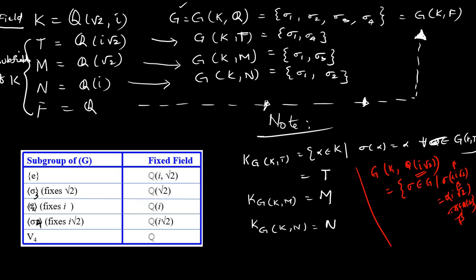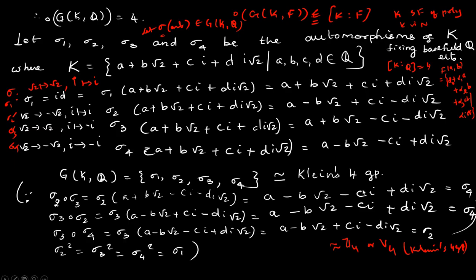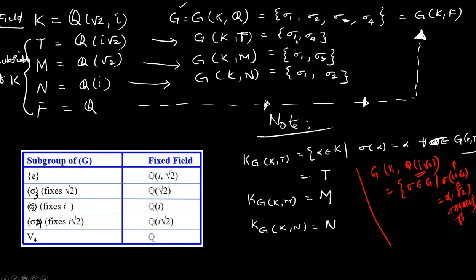So which one will retain this i root 2 as such? That we need to find out from the previous table. Not this one. Here, see, here you have i root 2. When you consider this, here i root 2 is left as such. Here it changes, here also it changes, here it is the same. What is the corresponding automorphism? Sigma 4 and sigma 1. So that is what is written here: sigma 1, sigma 4.